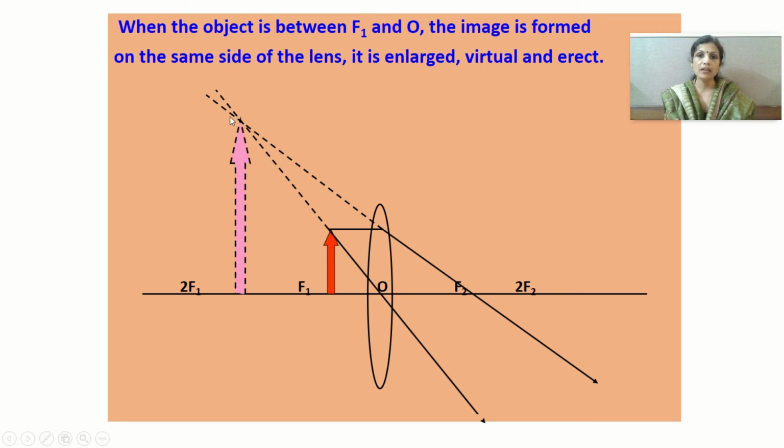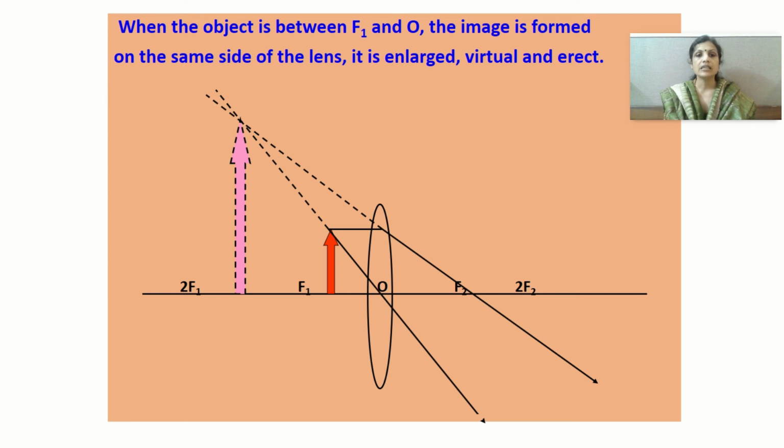If you compare the image with the object, you will observe that the image is enlarged, virtual and erect, and this is the only position of the object wherein we get a virtual and erect image. Otherwise, for all other places, we get a real and inverted image of an object. So this particular place of the object you have to keep in mind.